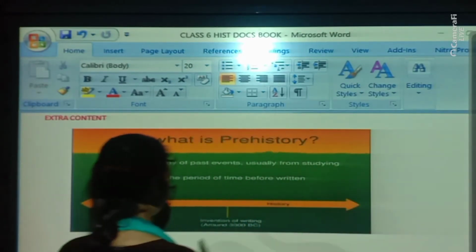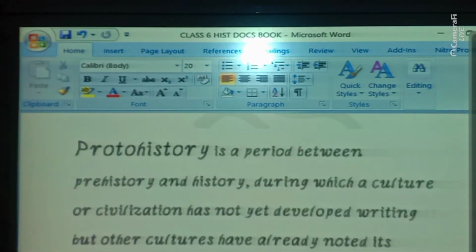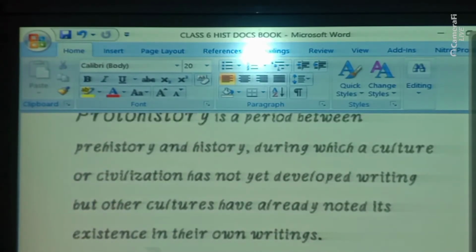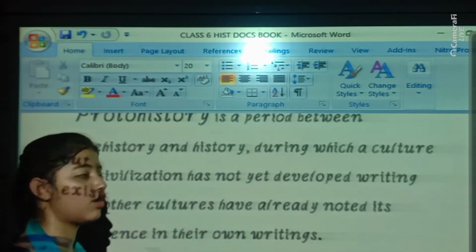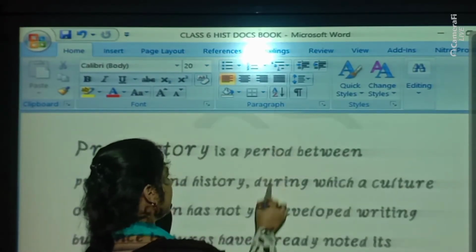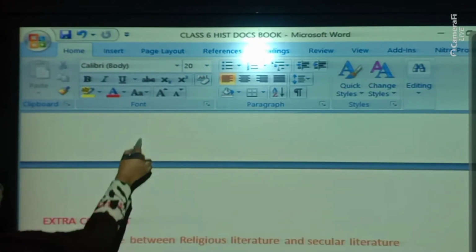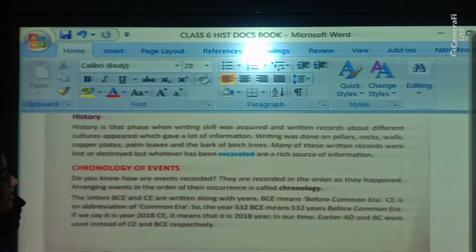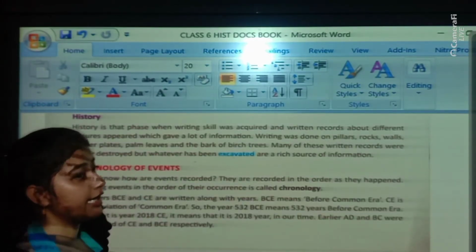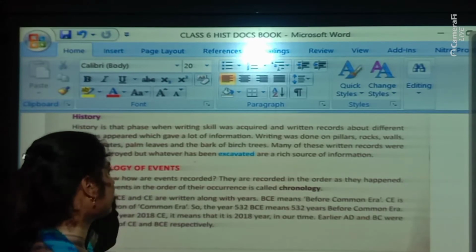Now if we move on again, protohistory is a period between prehistory and history during which a culture or civilization has not yet developed writing, but other cultures have already noted its existence in their own writings or symbols, right? Now if we again move forward to the textbook to know what the chronology of events is. Basically, from ape to present-day human, evolution goes through chronological events.